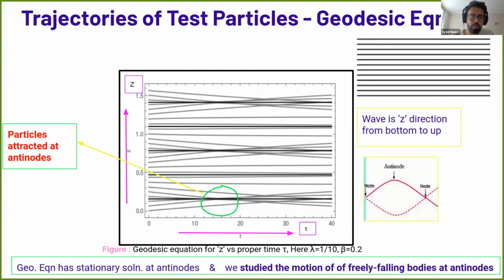So this is what we found. This is a plot of Z versus the proper time, and this is the attraction at the antinodes. So when we found the stationary solutions at the antinodes, now you have to imagine that me, you, and all the freely falling observers, we are freely falling here, and we will try to observe a ring of test masses via the geodesic deviation equation.